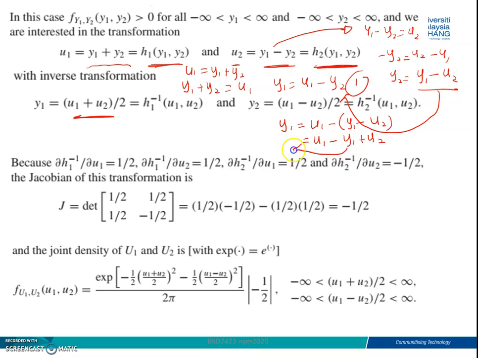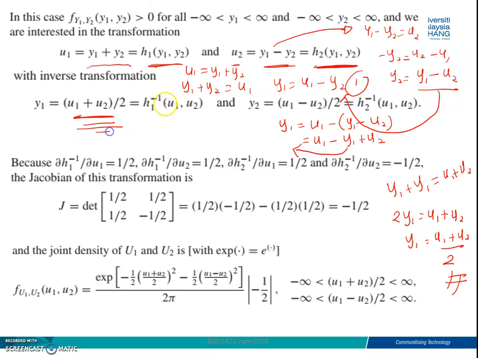So you break the bracket: u1 minus y1 plus u2. Here you can bring it to the left, so you will get y1 plus y1 equal to u1 plus u2. So you will get 2y1 equal to u1 plus u2. Then y1 equals u1 plus u2 divided by 2. This is what you get for the inverse function for u1, u2. Similarly, you do the same thing for y2. Then you will get the inverse function for u1, u2 for h1, and the inverse function for u1, u2 for h2, because we now have two functions.